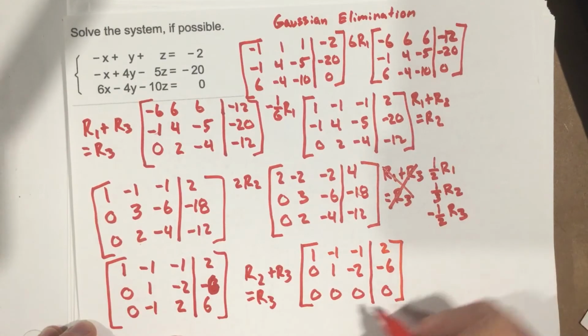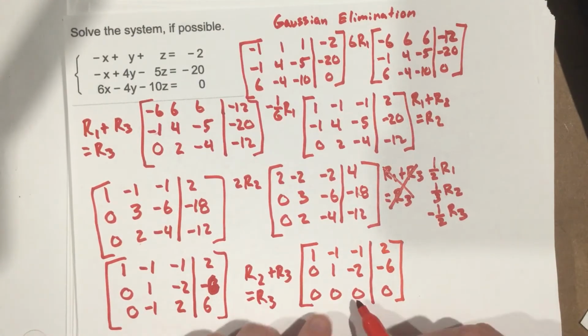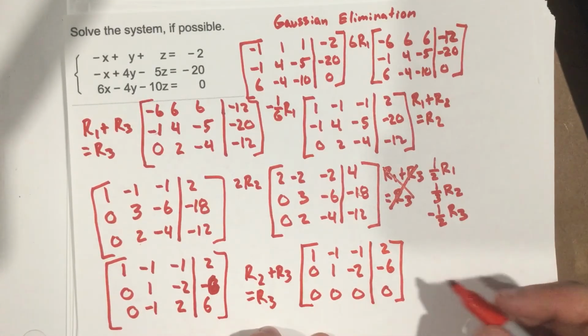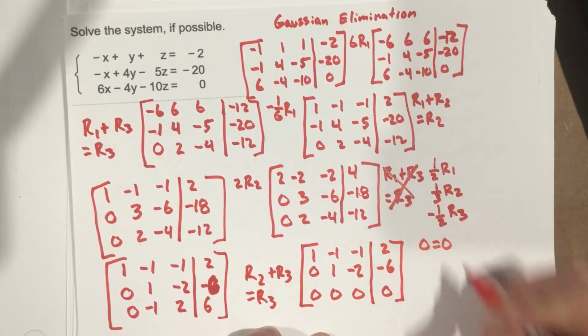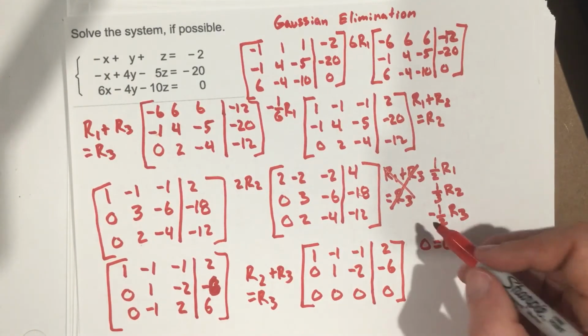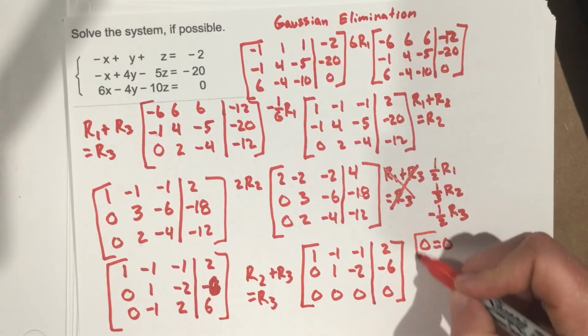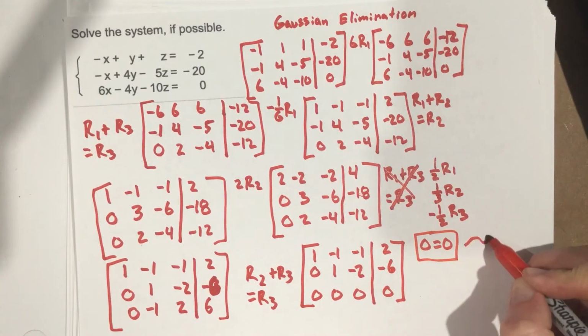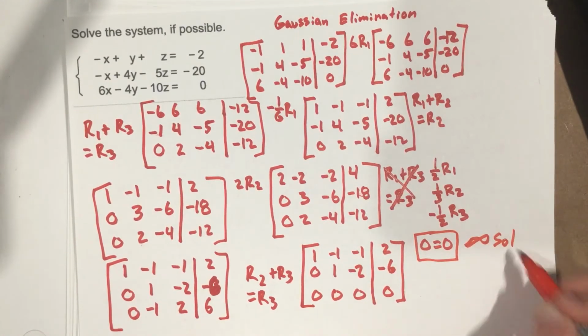Now you should see we got a little issue here. We got all zeros on the bottom. So what's that really telling you? Well, this is telling you with matrices that we have this whole 0 equals 0 for one of our equations. What does 0 equals 0 mean when we end up with that? That means we're going to have an infinite solution problem here.